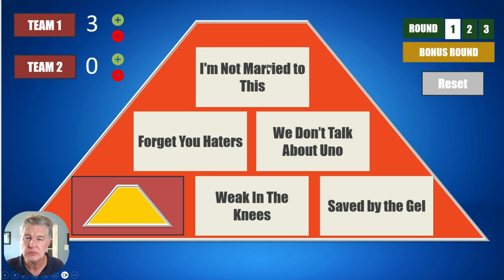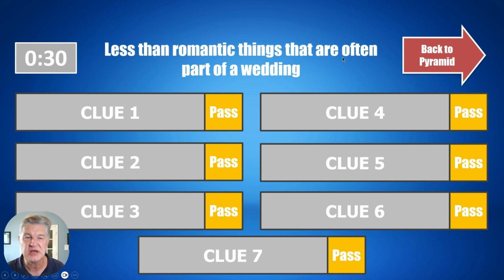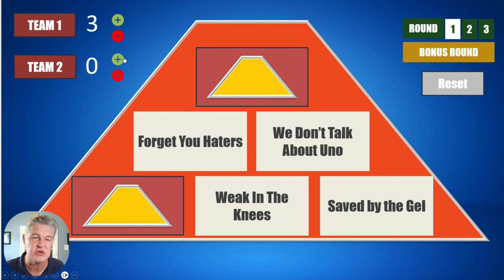So, whichever one they choose. They pick, I'm not married to this. Less than romantic things that are often part of a wedding. And it plays the same way. And then you go back to the pyramid, and then you give team 2 their points. Let's say they got 5. So that's what you would do.